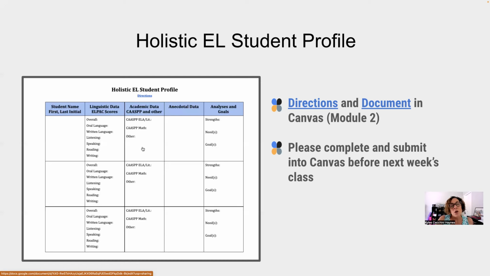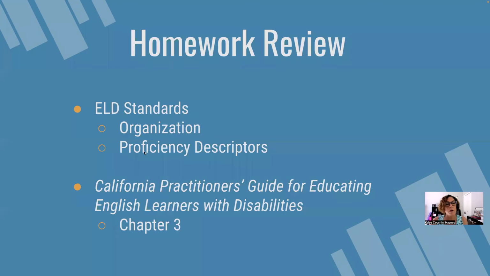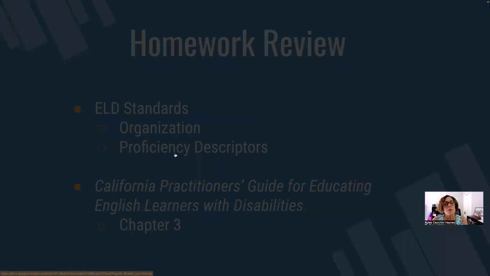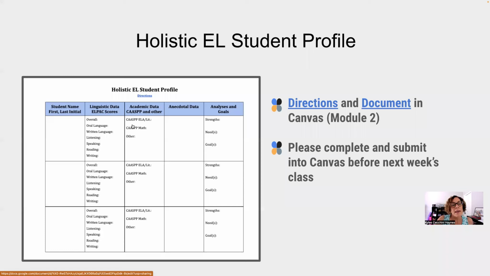Then I'd like you to go into your student information system, is often where that's held. Your student information system is where the CASP scores will be. If you could come up with the ELA CASP score as well as the math, and then any other academic data scores that they might have, all right? So this is going to give you a little bit of a snapshot.